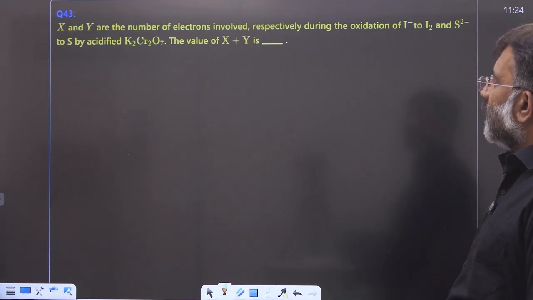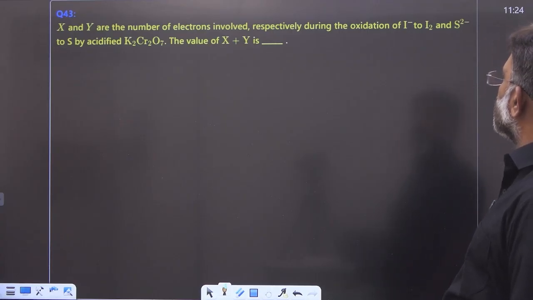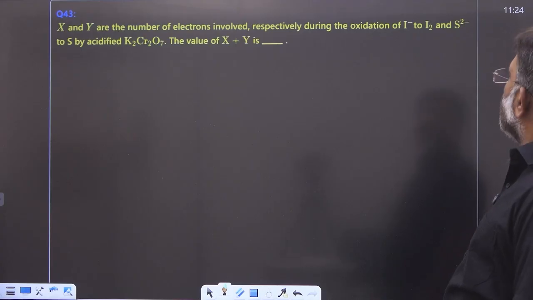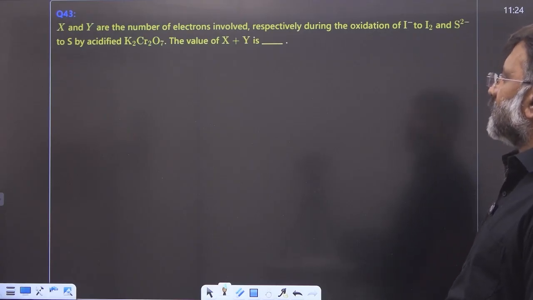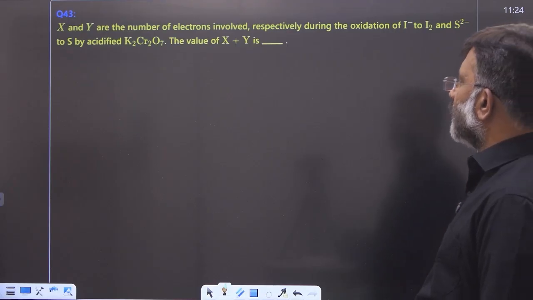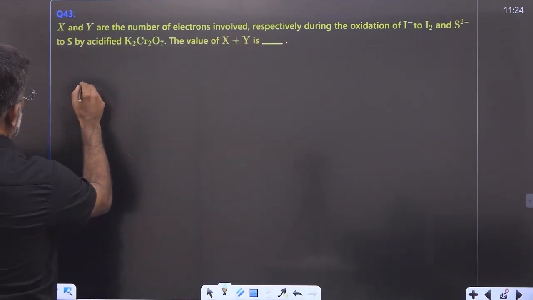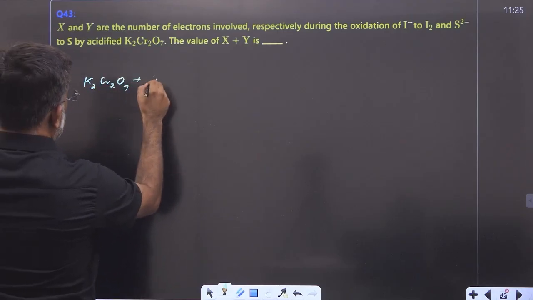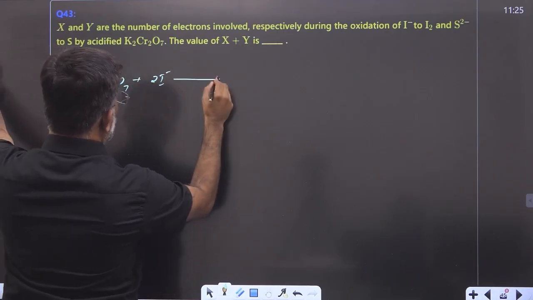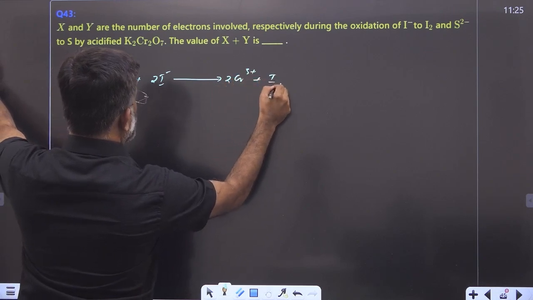X and Y are the number of electrons involved respectively during the oxidation of I minus to I2 and S2 minus to S by acidified potassium dichromate. Value of X plus Y is. So let us figure out the first one. K2Cr2O7 plus 2I minus, you get 2Cr3 plus I2.